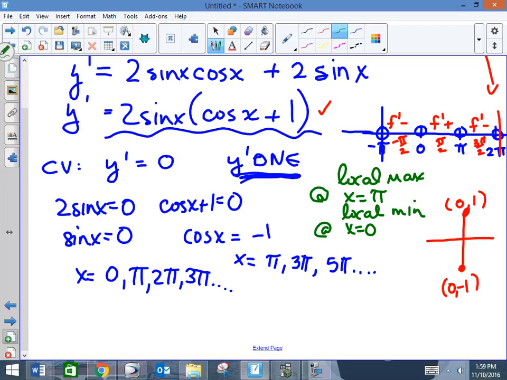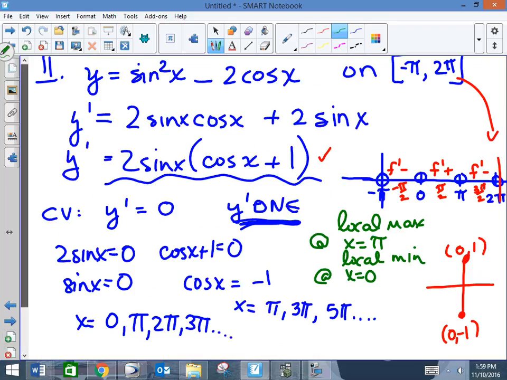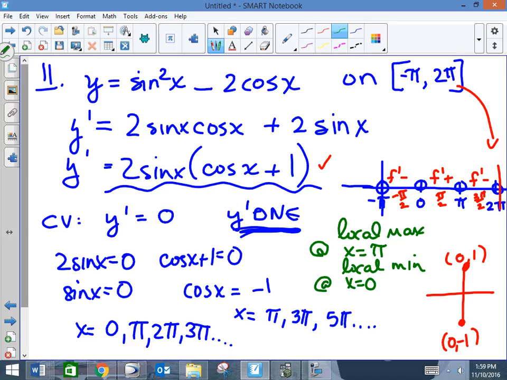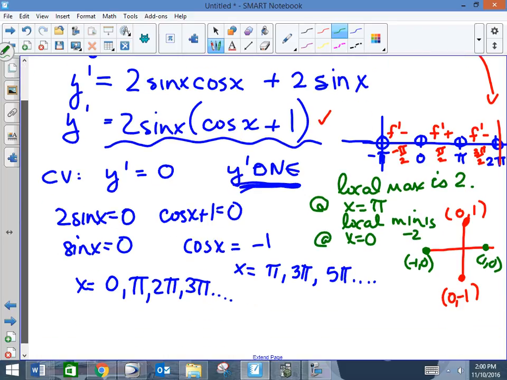What are we plugging into? The original problem. Sine squared of pi. What's sine of pi? Okay, so that's 0. Minus cosine pi is -2 times -1. So that's 2. Okay. All right, and the local min is at 0. Sine of 0. 0, right? -2 times... so -2. Okay. All right. So we have that.